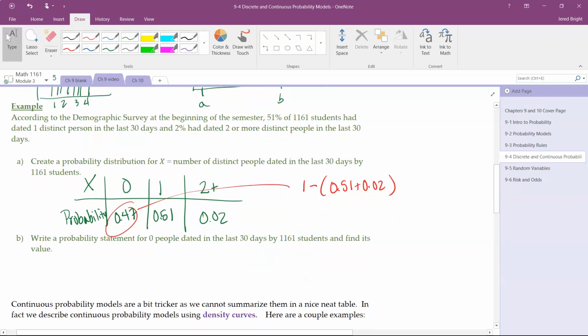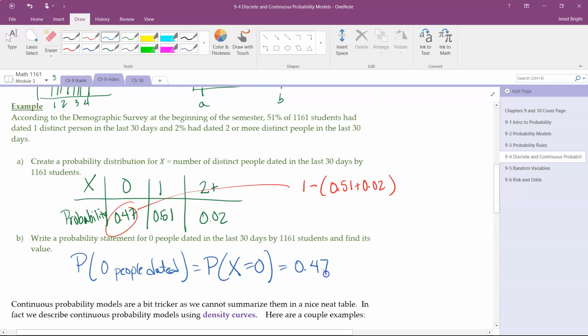Write a probability statement for 0 people dated in the last 30 days and find its value. Well, okay, so probability statement, P of 0 people dated. And what I'm going to do is show you a little bit of notation we'll see in the next video. We're going to call this x equals 0, because I defined this capital X as number of distinct people. So I'm saying probability that x is 0 in my table, and I found that to be 0.47 from above.